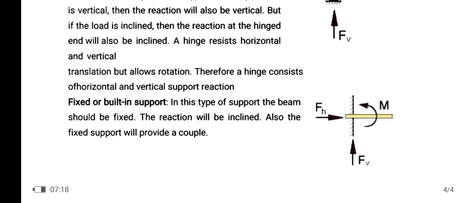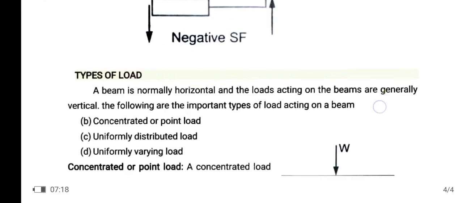Fixed or built-in support. In this type of support, the beam is fixed. The reaction will be inclined. Also, the fixed support will provide a couple. So next, types of load. A beam is normally horizontal and the loads acting on the beam are generally vertical. The following are the important types of load acting on a beam. First one, concentrated or point load. Second one, uniformly distributed load. Third one, uniformly varying load.